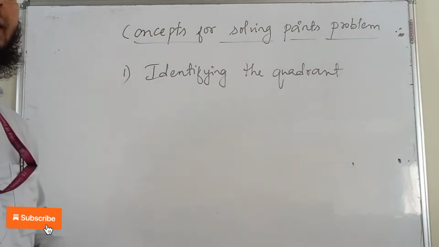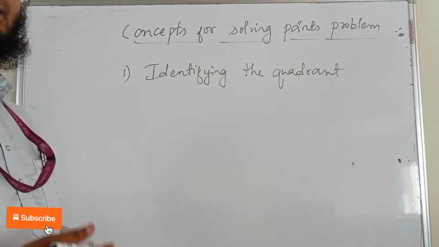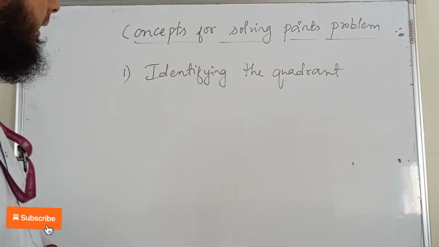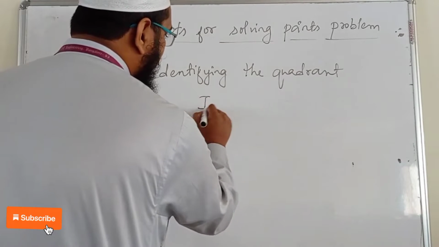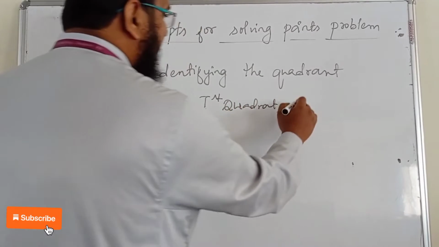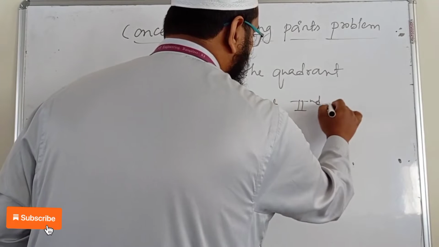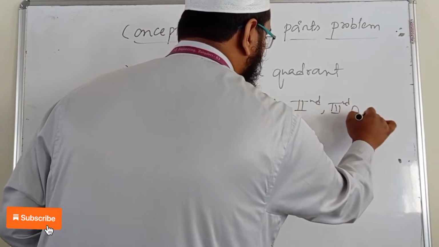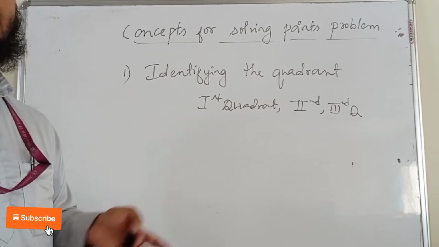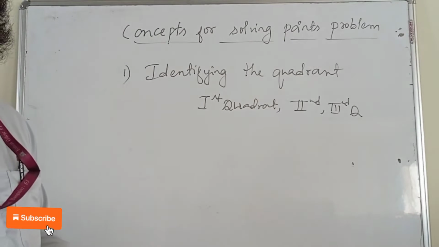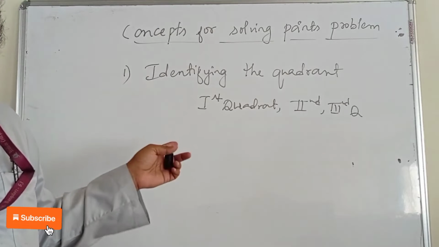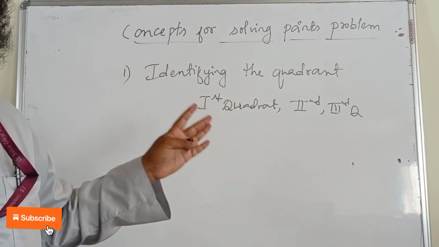For example, if a point is lying 30 mm above HP and 20 mm in front of VP, it is in the first quadrant. Like that, the first thing is we need to identify which quadrant, whether first, second or third. Similarly, if a point P is lying 30 mm behind VP and 20 mm below HP, that means it is in the third quadrant. So that is the first concept: identifying in which quadrant the point lies.